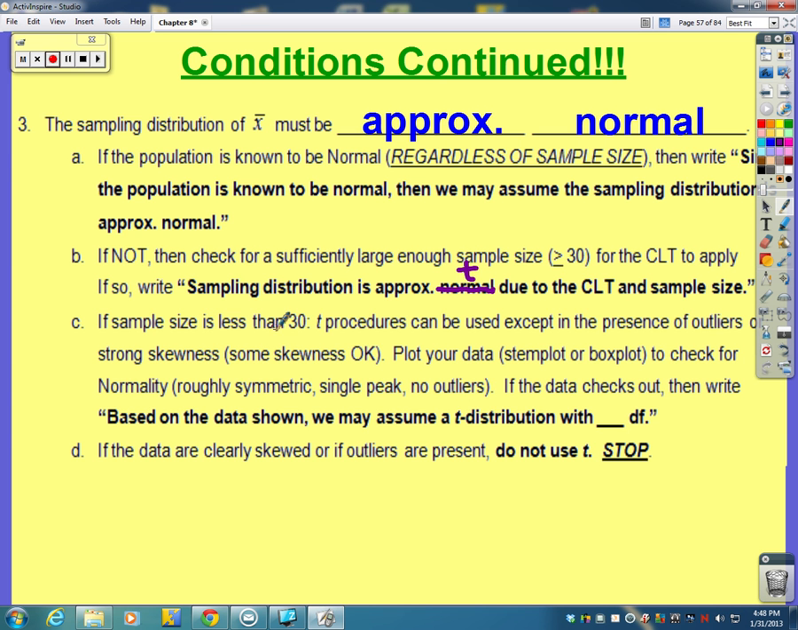If our sample size is less than 30, t-procedures can be used except in the presence of outliers or some strong skewness. Now, here's the thing, we're going to have some data.